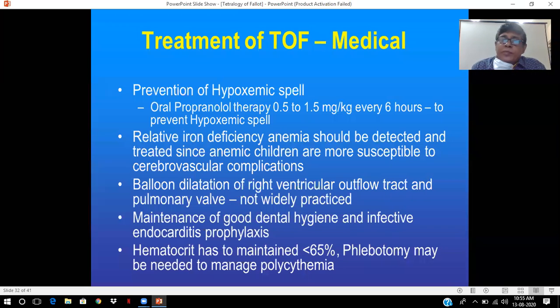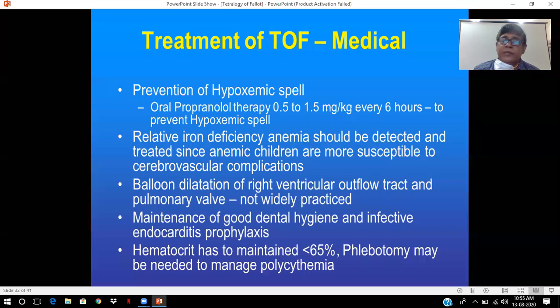Now, how to prevent this hypoxic spell? We can give oral propranolol. Any child who has the tendency of suffering from this hypoxic spell or cyanotic spell, we can give prophylactic oral propranolol therapy, 0.5 to 1.5 milligram per kg every 6 hours, to prevent the spells.